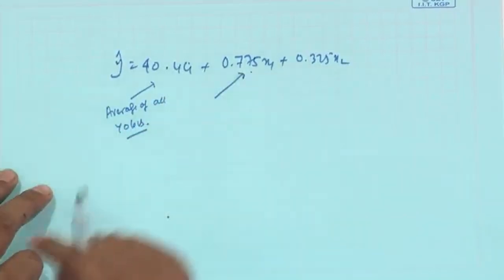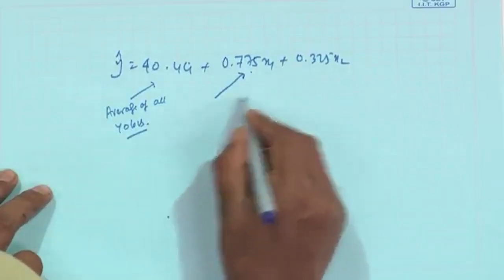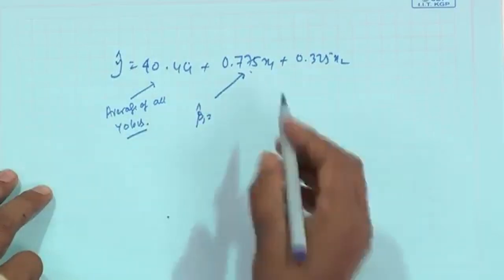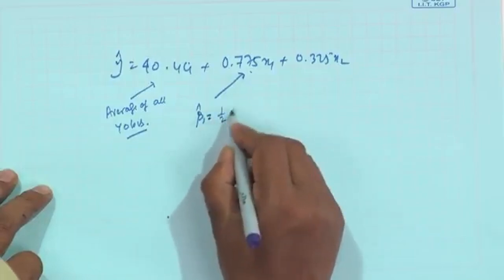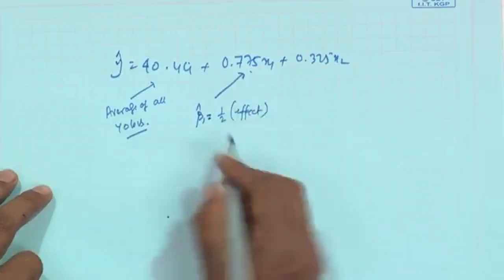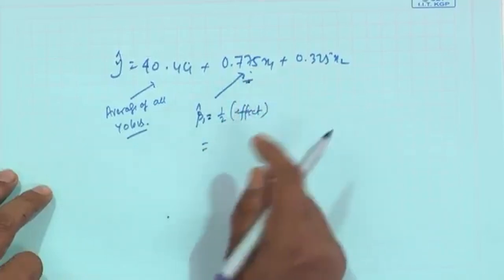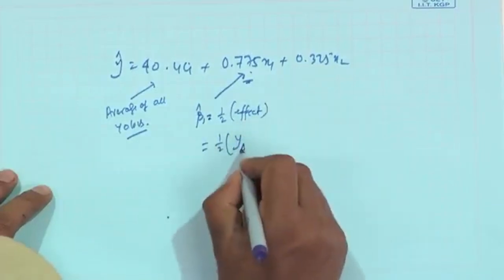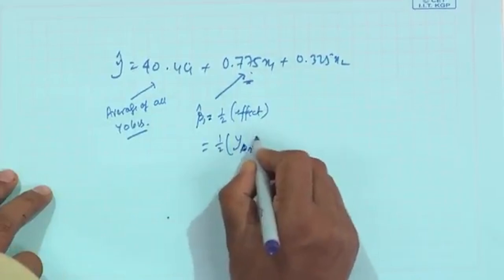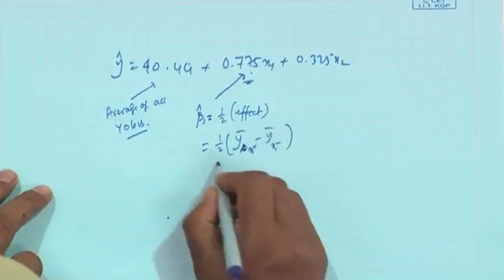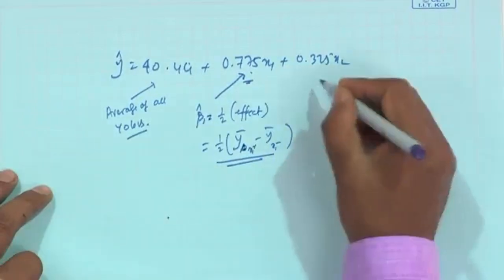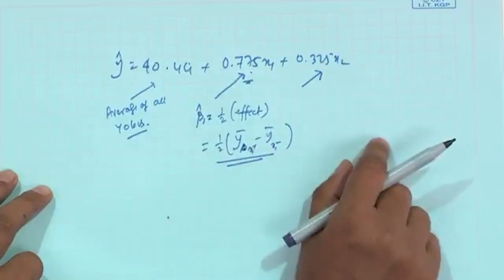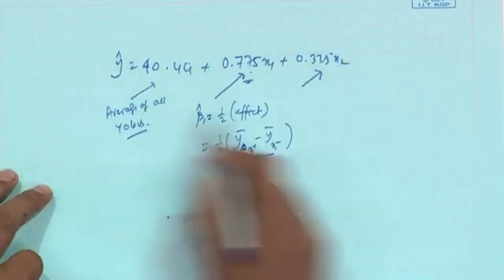Well, how do you get the x 1 coefficient? This is beta 1 cap. How do you get this value? This is basically 1 by 2 into the effect. How do you get the effect? The effect is the average: 1 by 2, y at x 1 plus bar minus y at x 1 minus bar. In this way you know how to compute the effects. Similarly for the other one. The regression coefficients will be half of the effect value, that is what you have, so accordingly this is done.